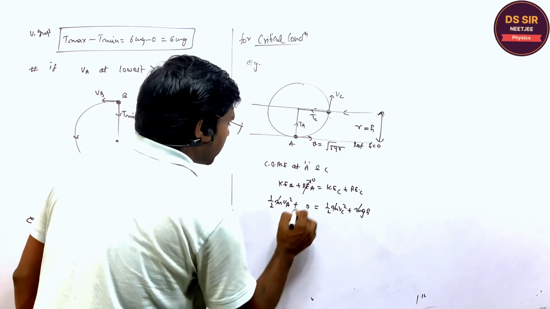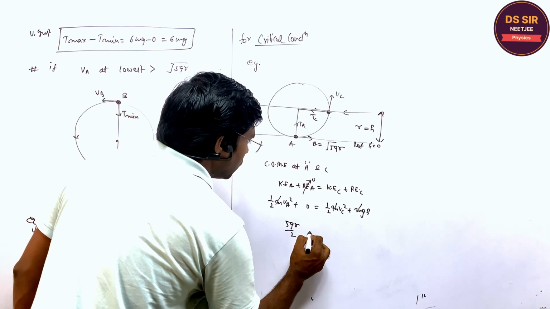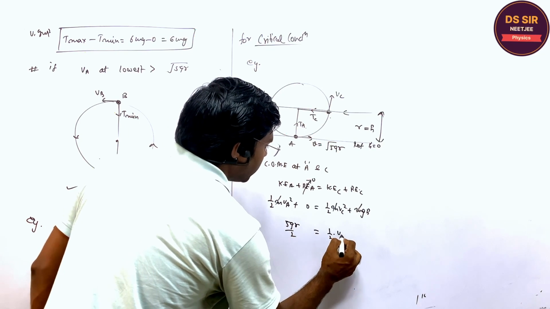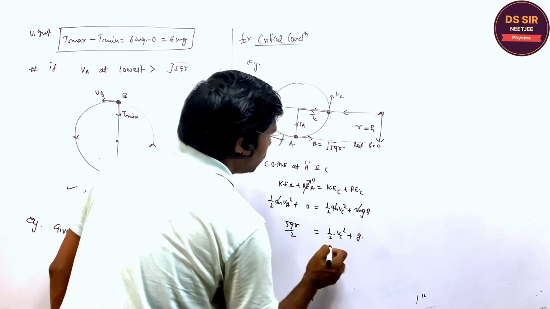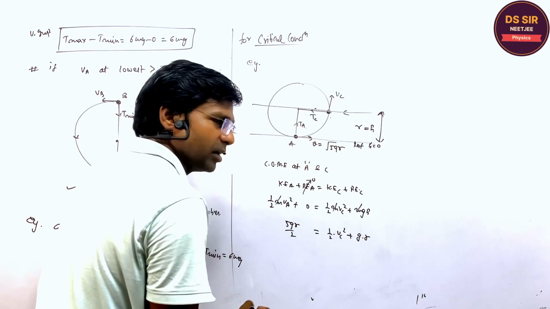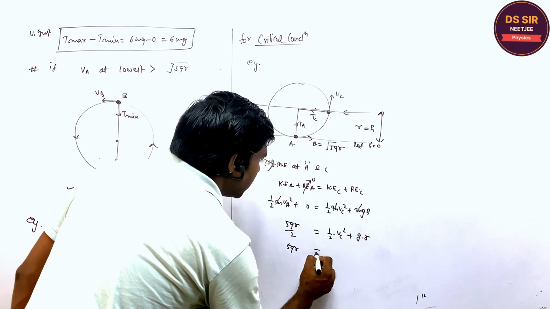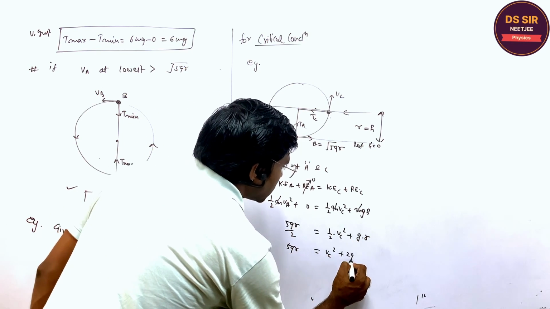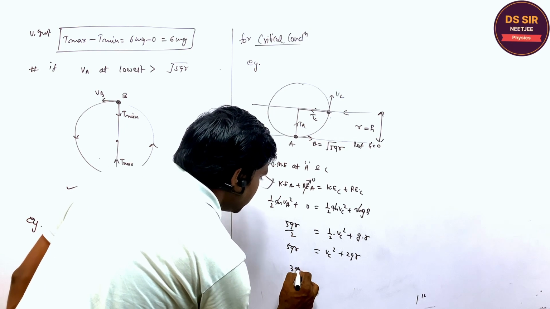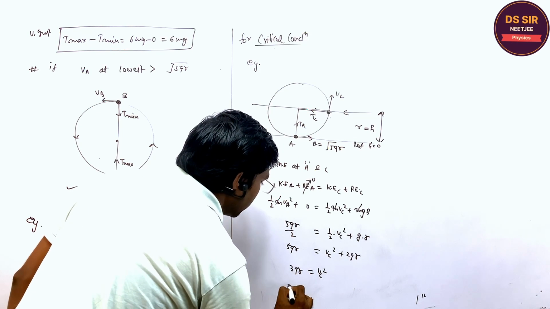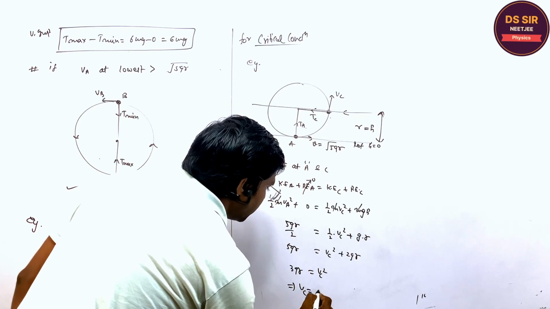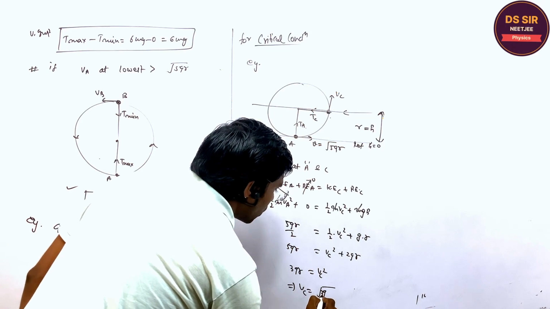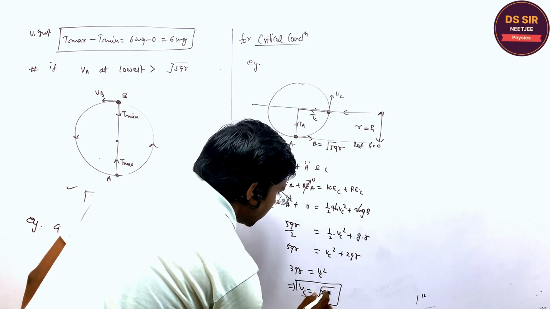So Va square, 5gr by 2, is equal to 1 by 2 Vc square plus g into h. H is the r, right? So 5gr is equal to Vc square plus 2gr, and this is 3gr is equal to Vc square. Implies that the speed at the point C is root 3gr. Is it clear or not?